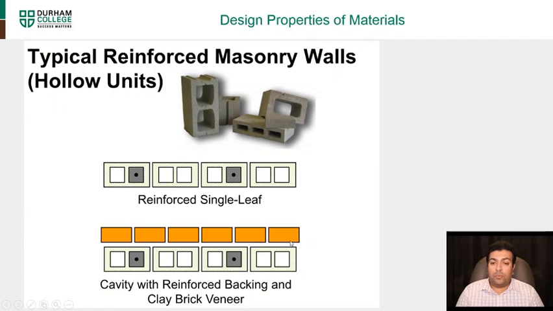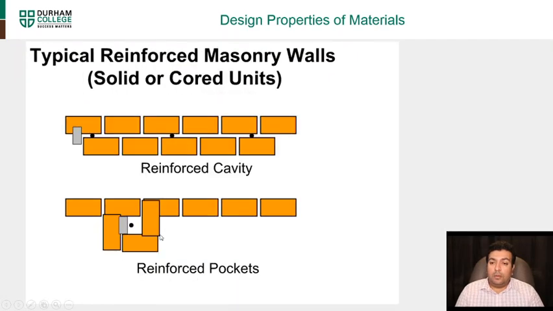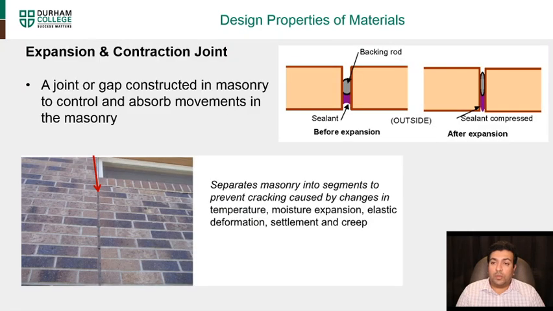So you have the brick veneer on the outside. Other is reinforced cavity. So if you have a cavity wall, you can put rebar in the middle of the cavity wall. Or when you have a pilaster, you can see here a pilaster or a column. In the middle, if it's a hollow column or pilaster, you have reinforced pockets in there. That's another typical masonry wall reinforcement that we use. Another thing that's used for design is expansion and contraction joints.